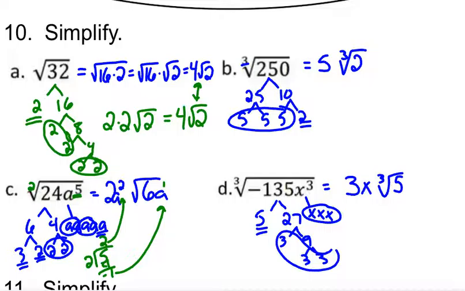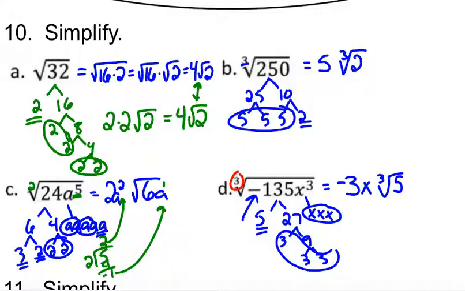And the only other thing we have to worry about is this negative. Since it's an odd root, cube root is an odd root, that means our answer is going to be negative. Had this problem been an even root, if it had been the 4th root or something, you wouldn't have been able to do it because it would have been a negative number inside there.